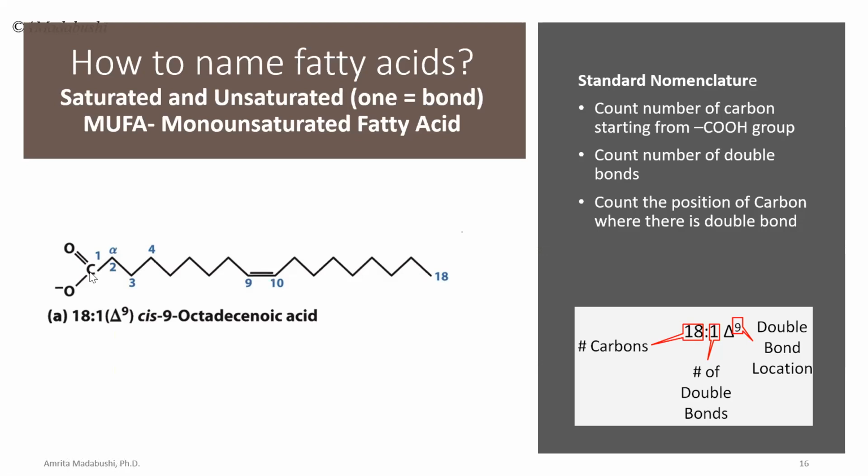We have to count this carbon. Just because it's attached to the acid doesn't mean anything. 1, 2, 3, 4, 5, 6, 8, 9, 10, 11, 12, 13, 14, 15, 16, 17, 18. Great, so it's 18. So I wrote the 18 first. Then I put this colon and I put 1, which symbolizes that there is only one double bond.